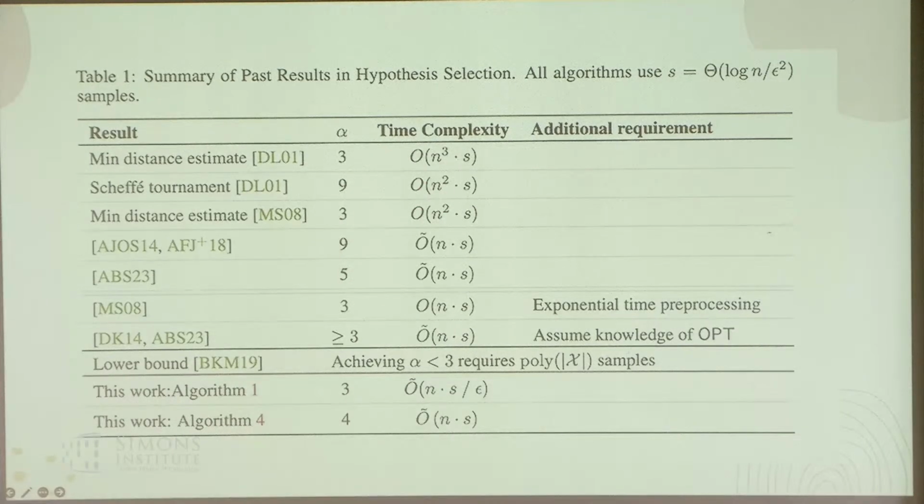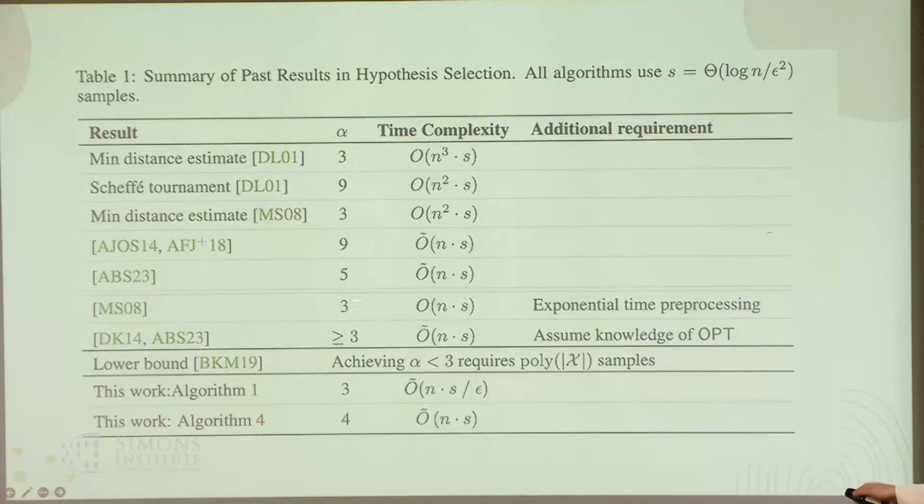Since then, there has been several progress on this problem. In particular, there is this algorithm that improved the complexity from n cubed to n squared. And then there is a long line of research with many algorithms that achieve a factor of alpha equal to 9, and they run almost in linear time.